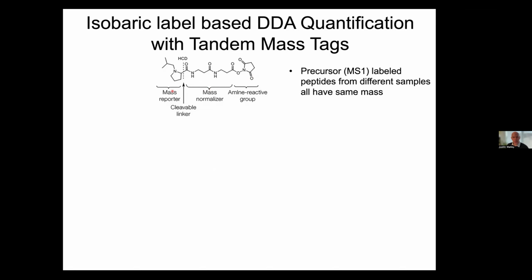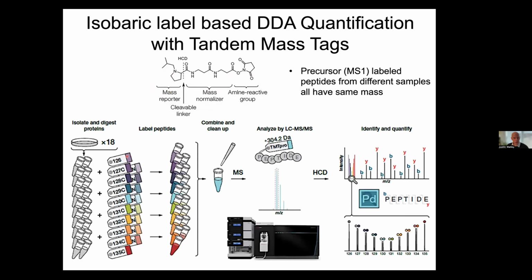There's a mass normalizer and a mass reporter group. And so in this case, when it's intact, all of your labels or tags have the exact same mass. That enables you to label each one of your samples, or in single-cell proteomics, each cell, with a different mass tag. You can combine them into a single tube and then analyze them by mass spectrometry.